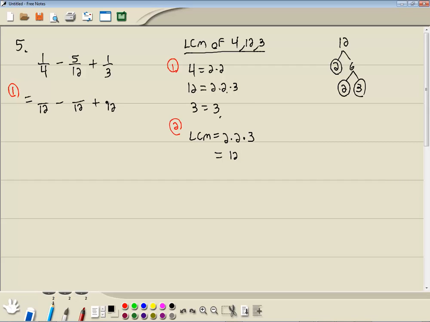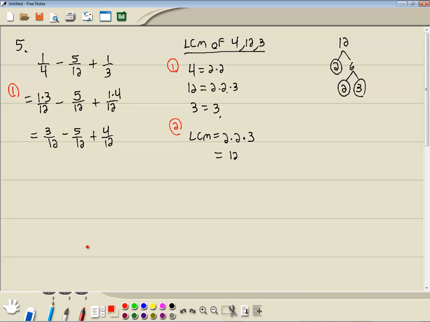Now I want to rewrite all those fractions with that new denominator. The middle one already has 12, so I don't have to change it. Our first fraction, we multiplied the bottom part by 3, so we have to multiply the top part by 3. Over in our last fraction, we multiplied the bottom part, the denominator, by 4, so we have to multiply the top part by 4. Whatever you multiply by the bottom, you have to multiply by the top. So that gives us 3 12s minus 5 12s plus 4 12s.